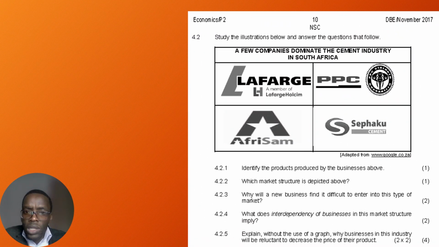Okay, so on this particular question, we now have a question that looks at the cement industry, and you can see that it says study the illustrations below and answer the questions that follow. This was a question that I took from the November 2017 Economics Paper 2, question 4.2, and then we have Lafarge, PPC, Afrisam, Sephaku, and this one that had also been adopted from Google. Okay, so we are going to look at this one.